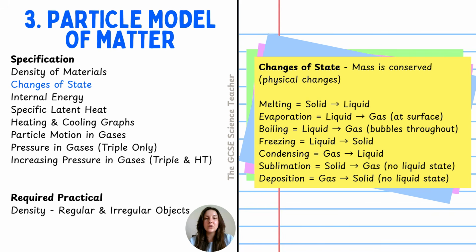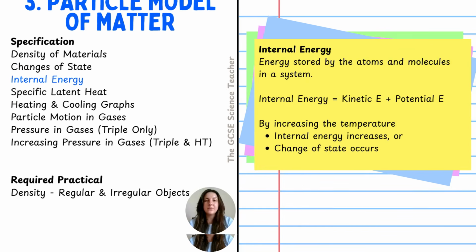Melting is solid to liquid, evaporation is liquid to gas at the surface, boiling is liquid to gas which has bubbles throughout, freezing is liquid to solid, condensing is gas to liquid, sublimation is solid to gas with no liquid state, and deposition is gas to solid with no liquid state.